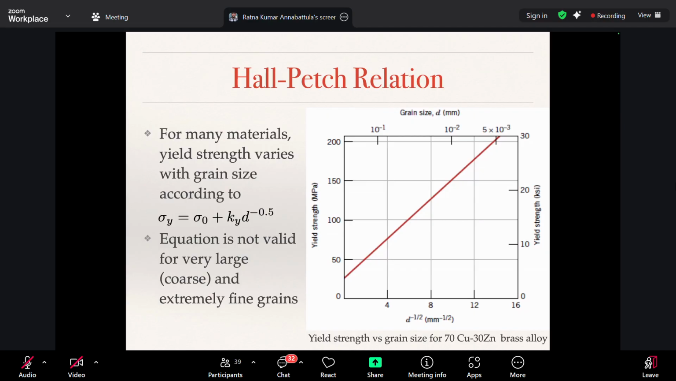So that means this Hall-Petch relation should not be working everywhere. It only works in a certain region. The equation is not valid for very large and extremely fine grains.